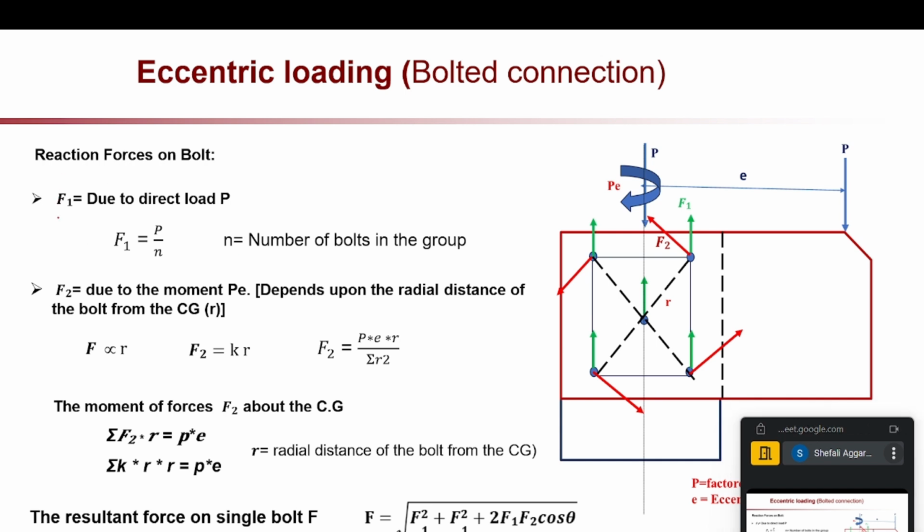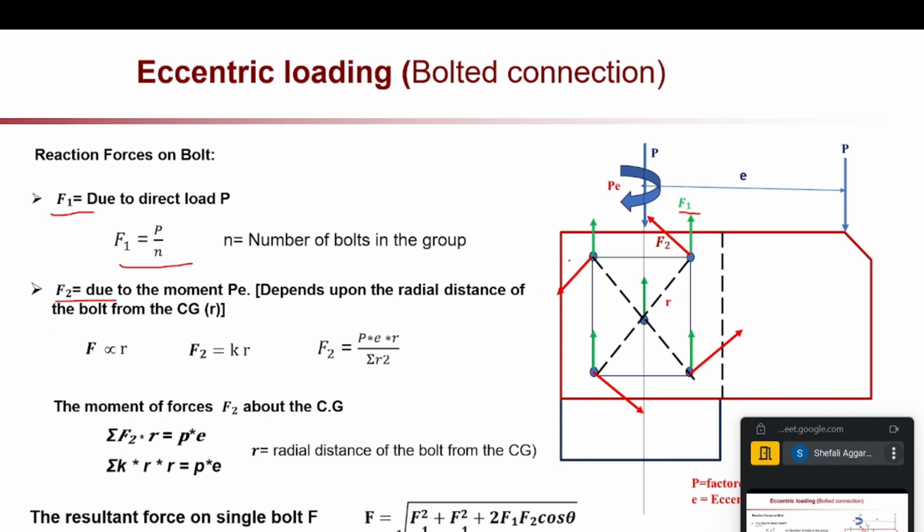So first is F1. F1 is due to direct load. So P and F1. F1 is calculated by P by N, so F1 is equal to P divided by number of bolts. Like 5 times F1 is equal to P. We can see from the figure 5 times F1 is equal to P, so F1 will be P by 5. So F1 is P by N.